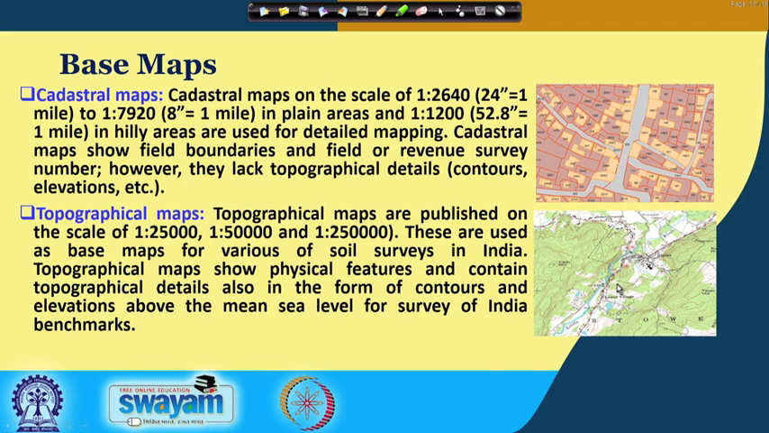So you can see these are the topo maps, and you can see the contours showing different types of topographical features and different elevations, and these are very efficient base maps for creating the soil survey. So we have discussed these two important base maps, the cadastral map as well as the topographical map.